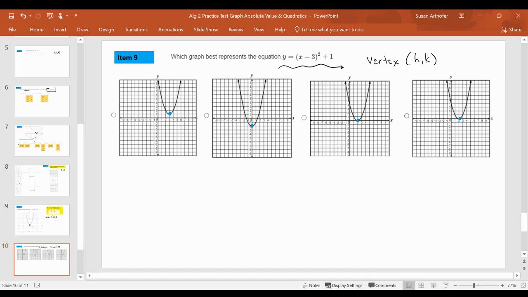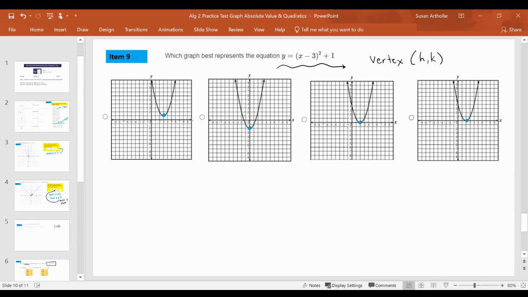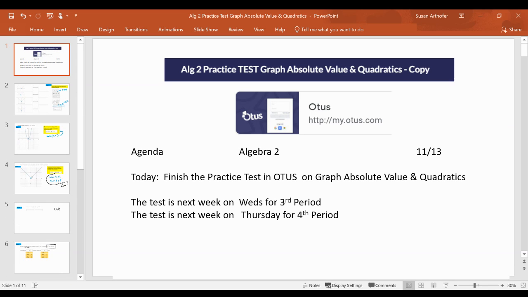Just so you know, you can do this review that is on OTUS, my.otus.com. Look for this title. You can do this more than once. So if you want to prepare, you can do it today and then again next week.